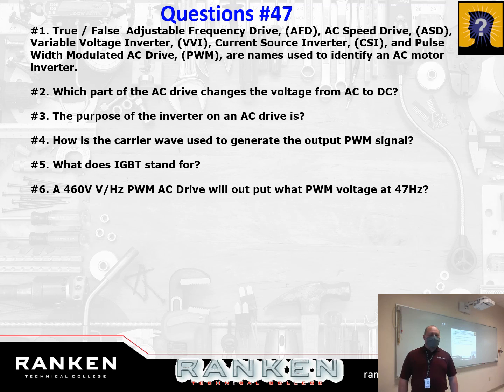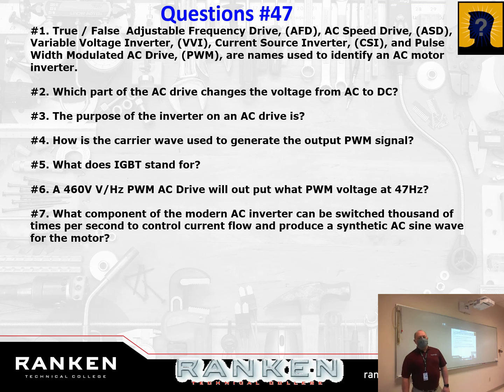A 460 volt over hertz PWM AC drive will output what PWM voltage at 47 hertz? 47 divided by 60 times 460. And you get about... How much? You said 47 divided by 60? Or 47 divided by 60 times 460. It's ratio and proportion. Google 5th grade math. 360.33. I can't do that math in my head. Google 5th grade math.